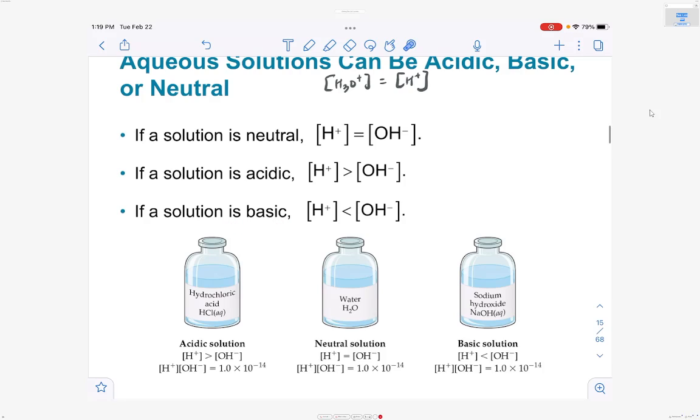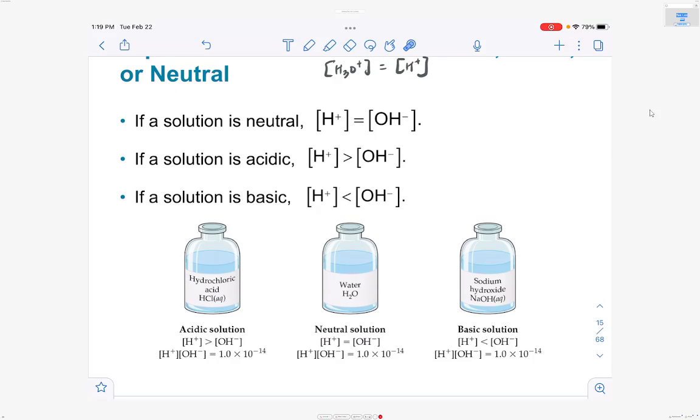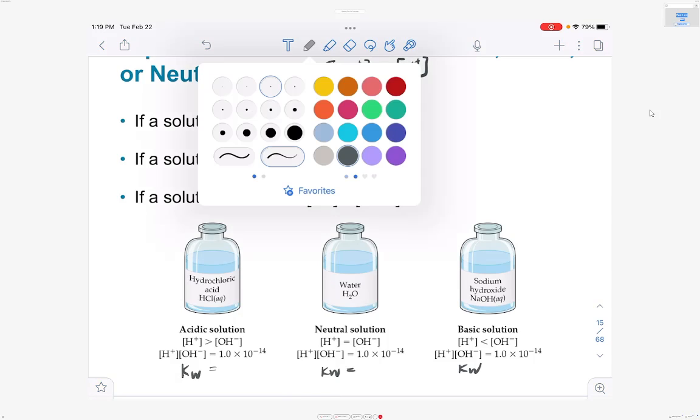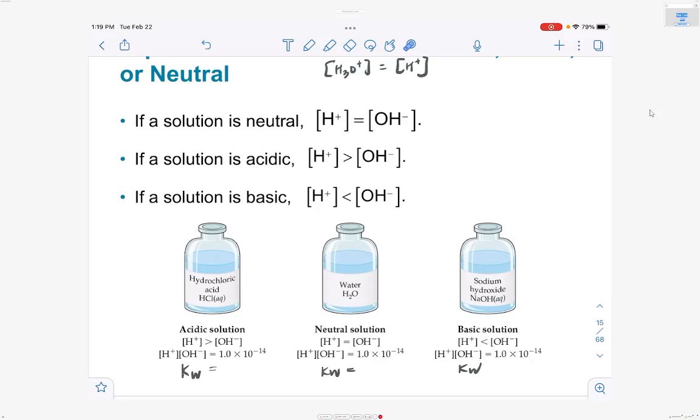And one thing to note is that the Kw value, the equilibrium constant for the autoionization of water, for a neutral solution is applicable to acidic solution and basic solution. So Kw value is always 1 times 10 to the negative 14 for all three solutions. Okay? So let's try a sample exercise.